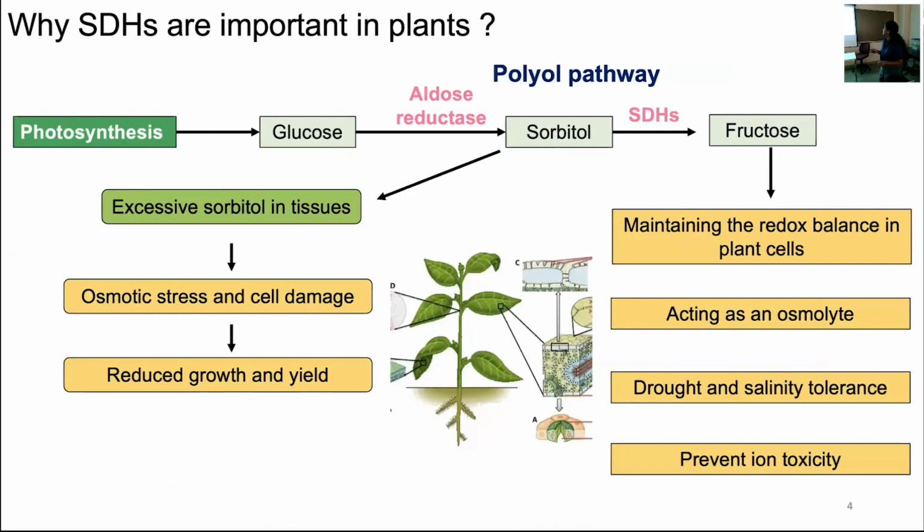In plants, you can see the polyol pathway, which is controlled by both the aldose reductase and sorbitol dehydrogenase enzymes. As we mentioned for animals, if this enzyme is active, plant cells can maintain the redox balance, and sorbitol acts as an osmolyte, giving resistance to plants during stressful conditions like droughts. If you see excessive sorbitol accumulation in the cells, that would lead to osmotic stress and then reduced growth and yield in the plants.